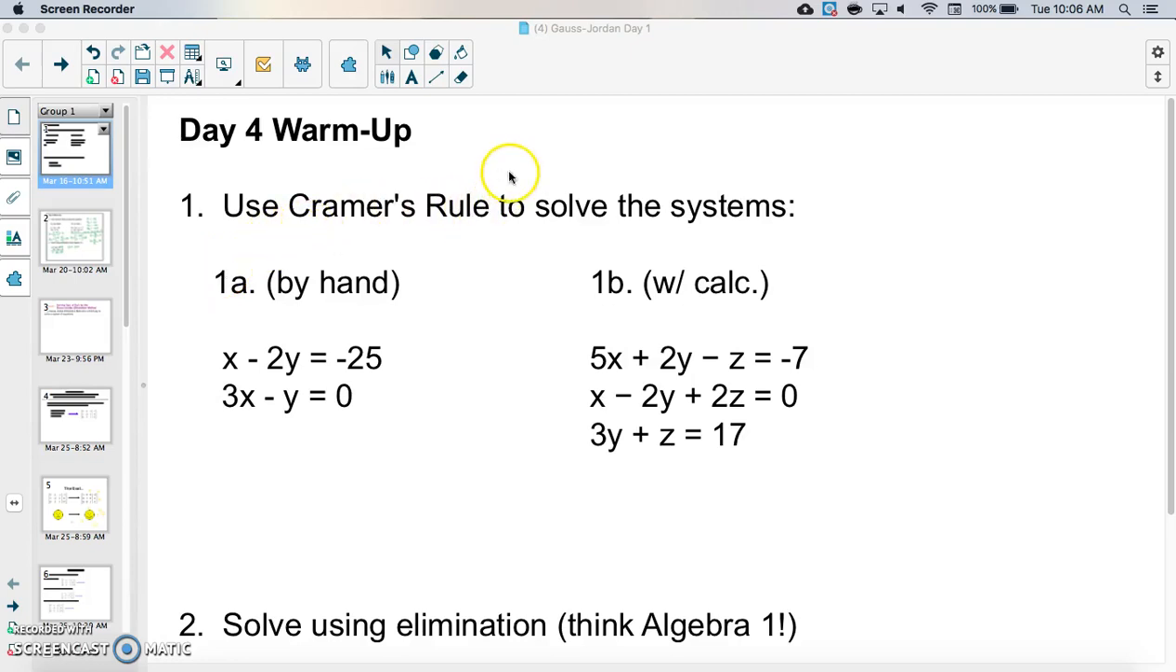Hey everyone! Today we are going to learn about Gauss-Jordan, but I first want to do a review of Cramer's rule from last class.